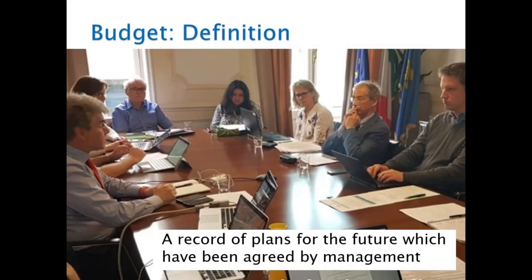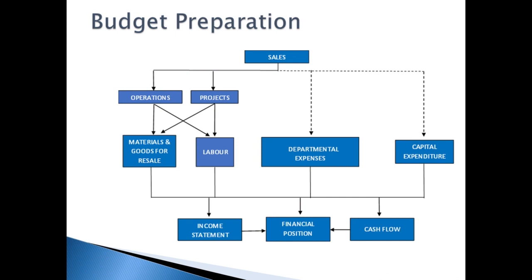First of all, let's just go back and think about what a budget is. It's a record of plans for the future, which has already been agreed by the management. Now, the budget process involves all various parts of the company, but you end up with the three statements down at the bottom of this chart, and the one we're interested in is obviously the one on the right, which is the cash flow forecast or the cash budget.